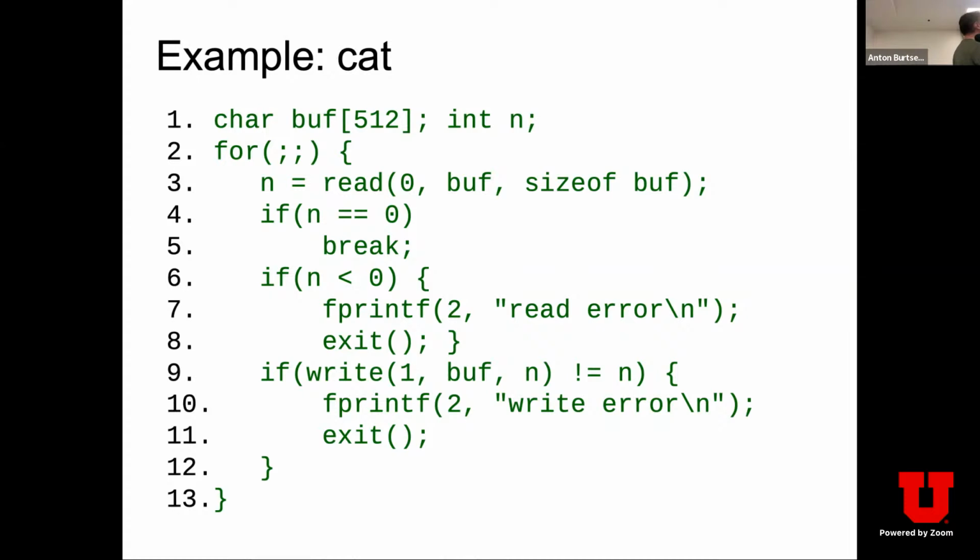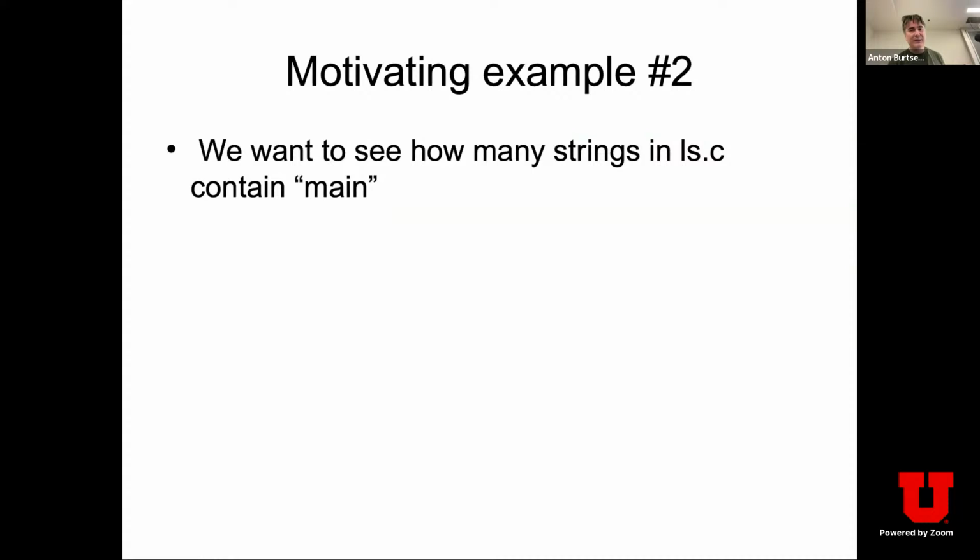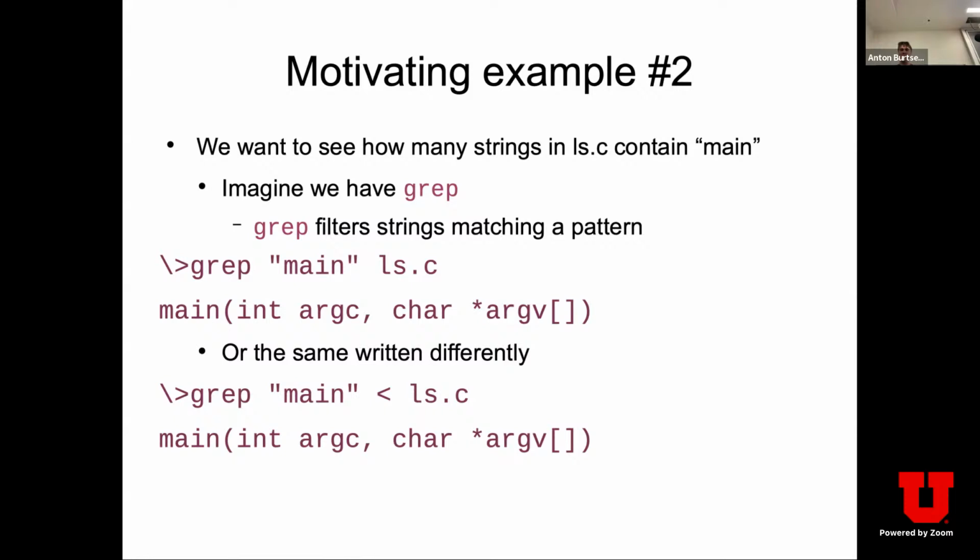It makes sense. If I push this argument a little bit forward, and I will, you're still not really convinced that we need this IO redirection. Let me just give you another motivating example. Let's imagine we want to see how many strings in ls.c contain the word main, right? So ls.c is a C implementation of the ls program, so most likely it will contain one instance of main. We can say, look, there's another tool, grep, which works as a filter, so it takes an input and filters the strings which contain a specific substring. In this example, it's main. So if I type it in, it will print back the string from ls.c which contains main.